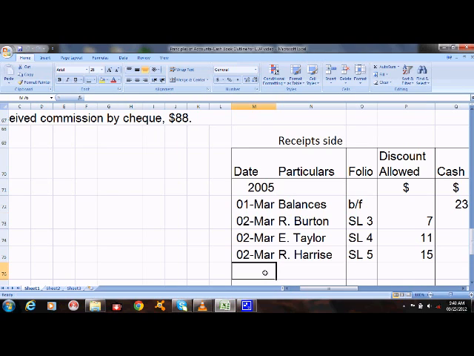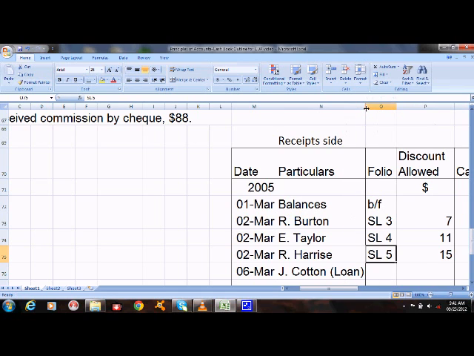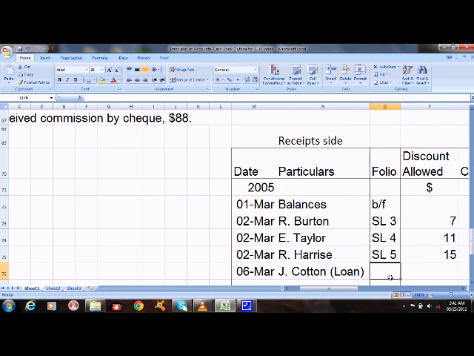So watch this now. March 6, putting the date. We put in the date first. March 6. J Cotton, and in brackets you're going to put something like this: loan, because you are getting a loan from him. Understood, friends? You are getting a loan from him. So you're getting a loan from him by check.